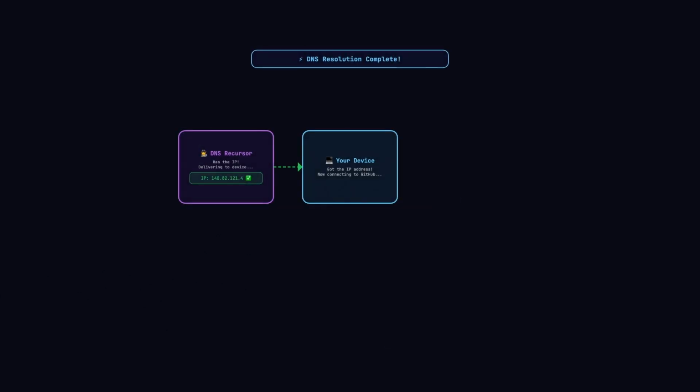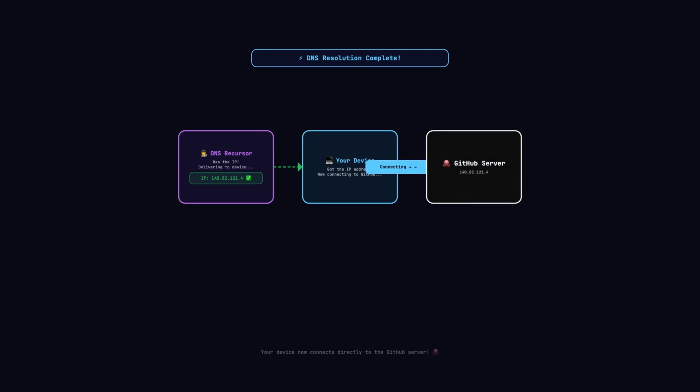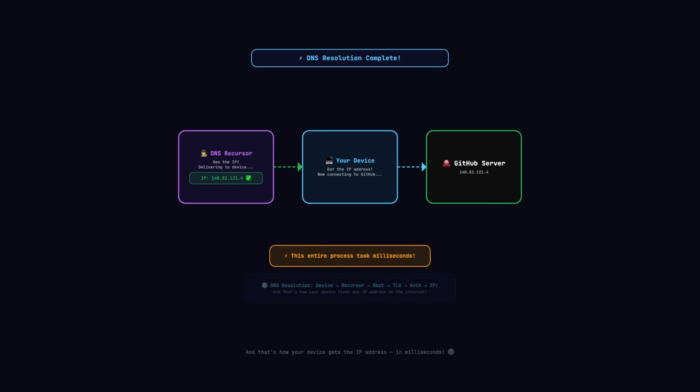Then the DNS recursor sends the response back to the device, and now your device has the IP address of the GitHub server and it connects with the GitHub server. And all this process took only milliseconds, and that's how your device gets the IP address.